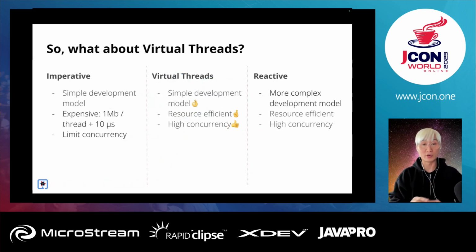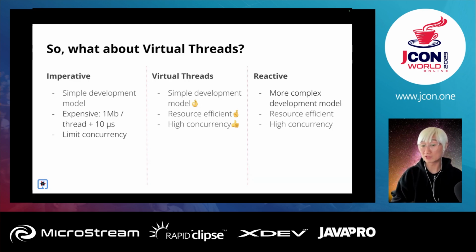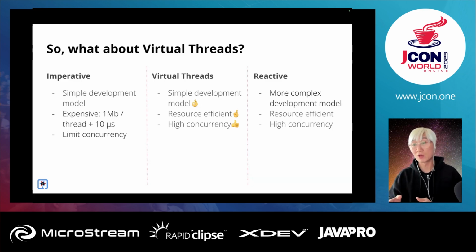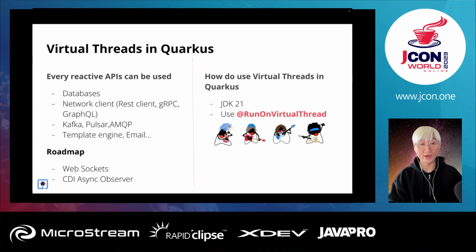So let's go back to the bullet points once again. Virtual thread is still a simple development model, which is super simple. For example, in Quarkus, you just put in the run on virtual thread annotation. However, the resource efficiency and concurrency level, I would say, is finger crossed and maybe good to have, based on your expectation. And here are some key takeaways.